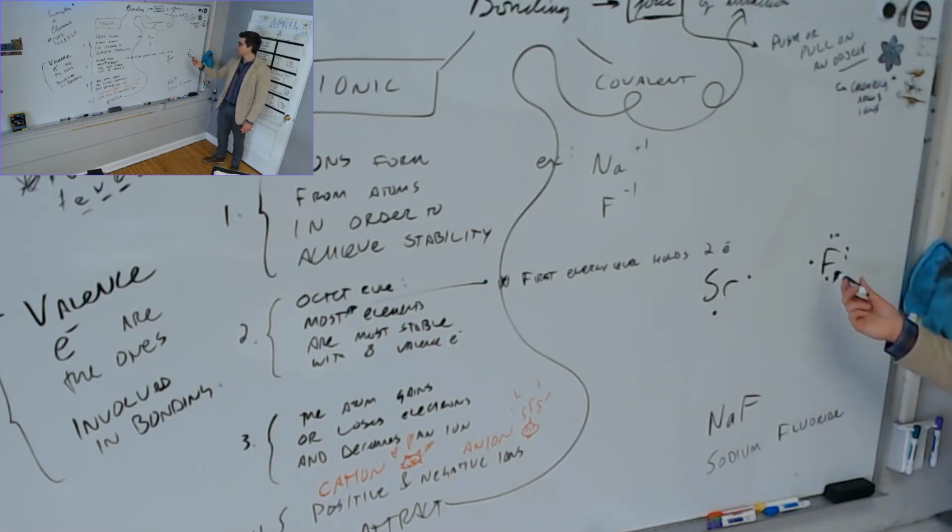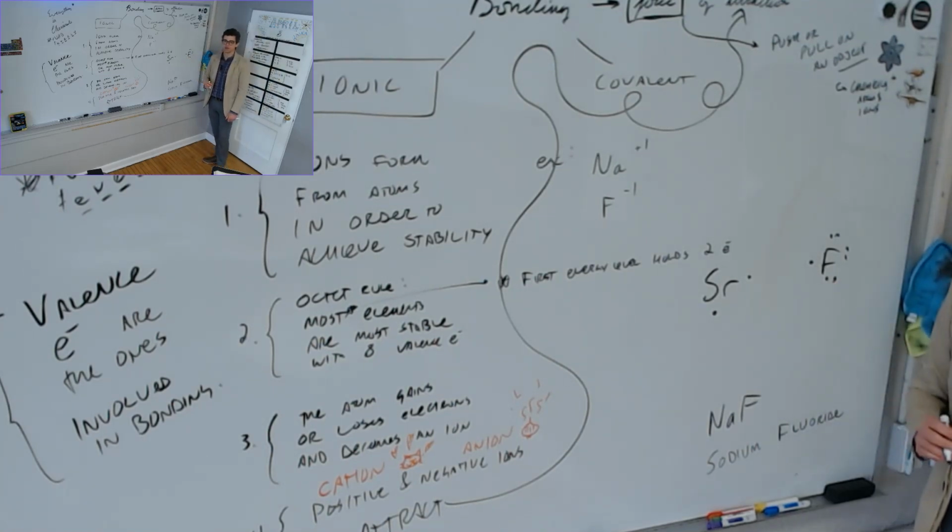It does have 2 valence electrons. You're correct about that. How many does fluorine still have? 1, 2, 3, 4, 5, 6, 7. Now check it out. How many electrons will the fluorine gain? How many can it gain? 1. It can only gain 1. So this isn't going to work, is it? What has to happen?